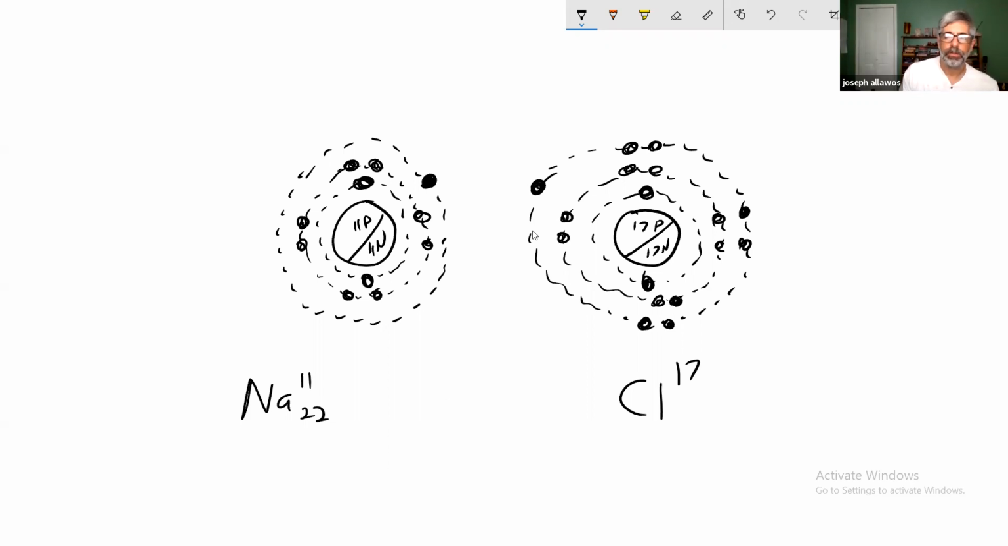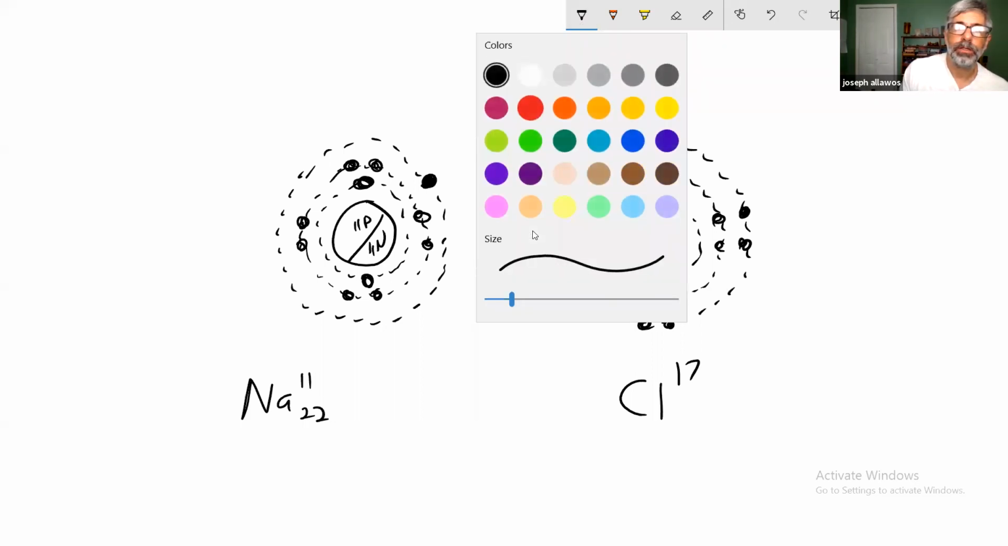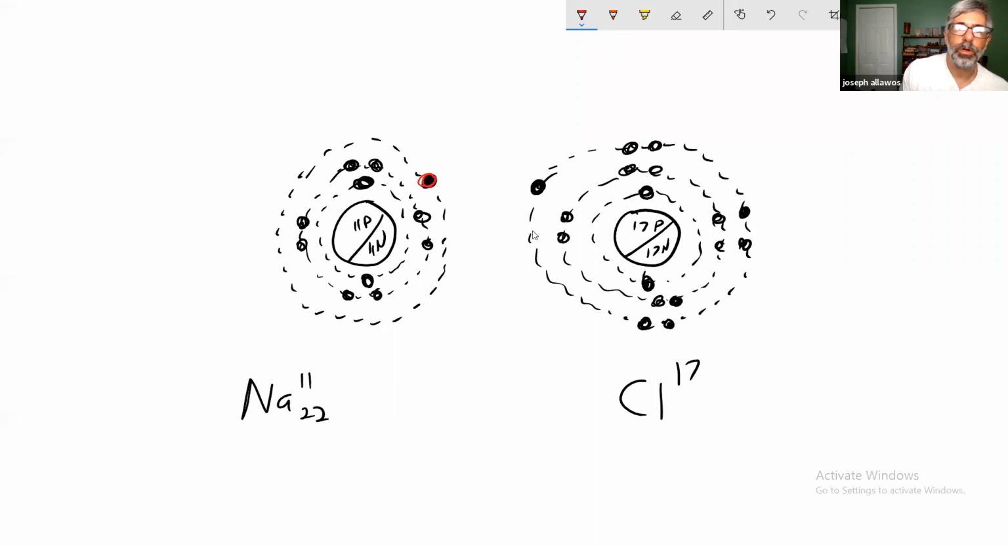Okay, so now is chlorine stable? Well, almost. It has 7, it needs 8. And so what can happen is this one electron on the sodium can be transferred over here like this. Okay, and this is a transfer, and we call this an ionic bond. And so guess what? Now we have 8 for chlorine in its outer shell.